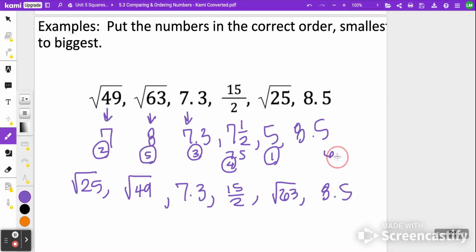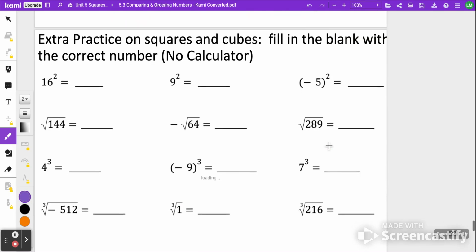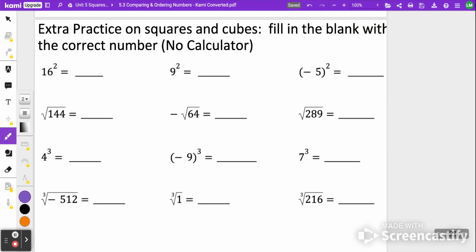Okay. The last little bit, I just had practice for square roots and cubes. If you want to pause the video here, now would be a good time. Otherwise, let's go ahead and get into it. 16 squared is 16 times 16, which would be giving you 256. 9 squared is 9 times 9, 81. Negative 5 squared means to do negative 5 times negative 5. Notice how it's in parentheses. That means you carry the parentheses. You're going to get a 25.